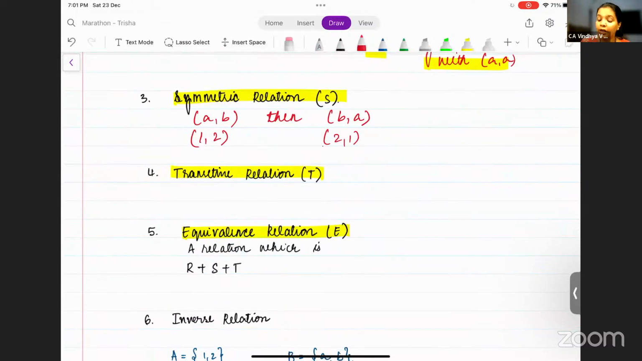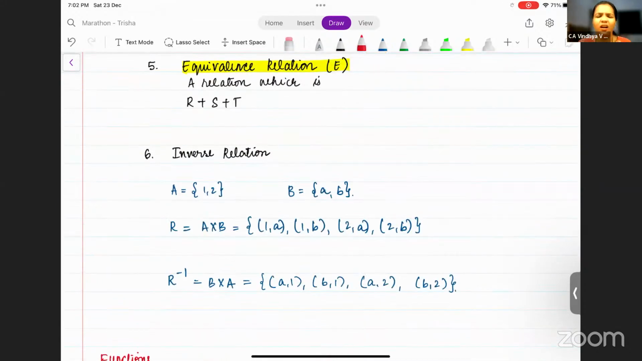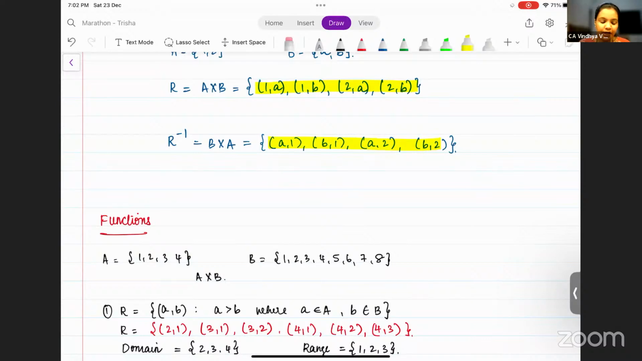Now what is transitive? If A comma B is there and B comma C is there, then you should have a corresponding A comma C. So for every A comma B, B comma C, there should be a corresponding A comma C. That is your transitive relation. Okay. Now what is equivalence? Equivalence is where a relation is reflexive, symmetric, and transitive. All the three together. Inverse relation, ulta. Every ordered pair, if you just reverse the order, it becomes your inverse relation. Okay, with this we are done with relations.